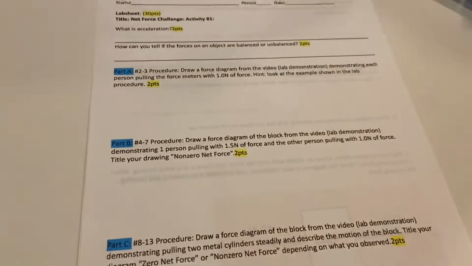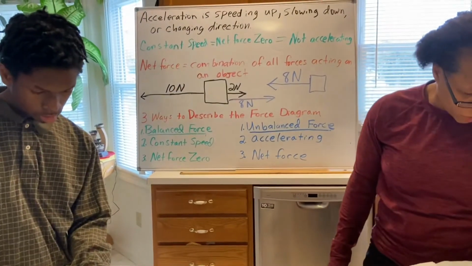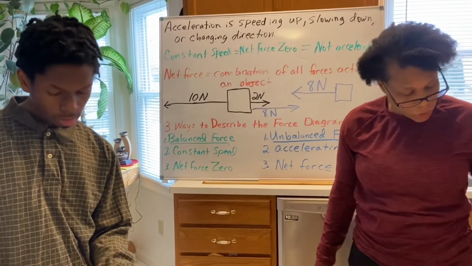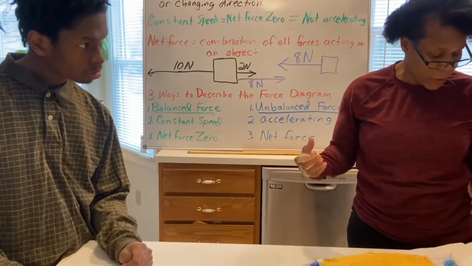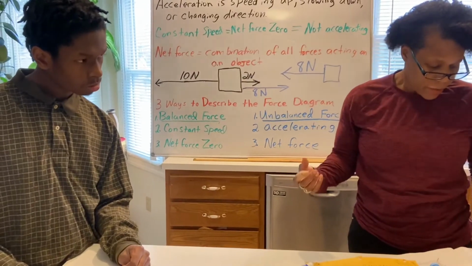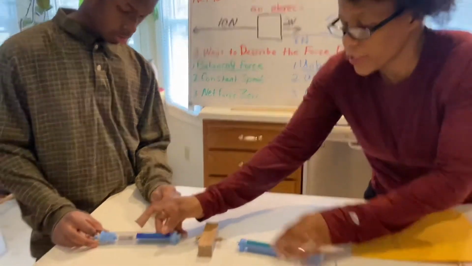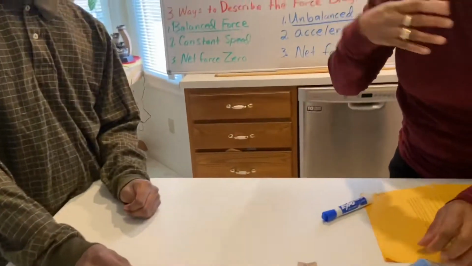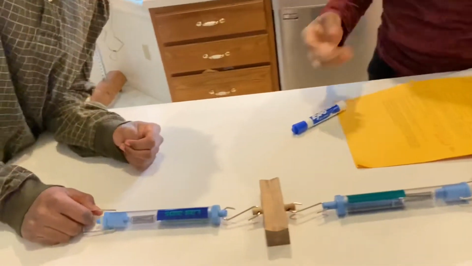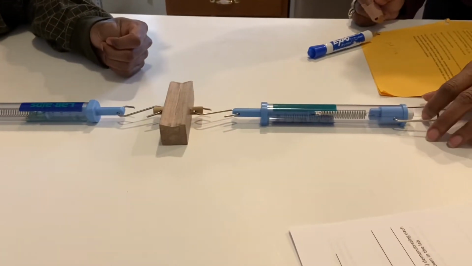Now we're going to go to the next thing. It says, this time, pull gently with 1.5 newtons on one force meter, while another member pulls with 1.0 newtons on the other force meter. Ready, James? James is going to pull with 1.5, and Miss Penix will pull with 1. Here we go. I'm pulling 1. He's pulling 1.5.